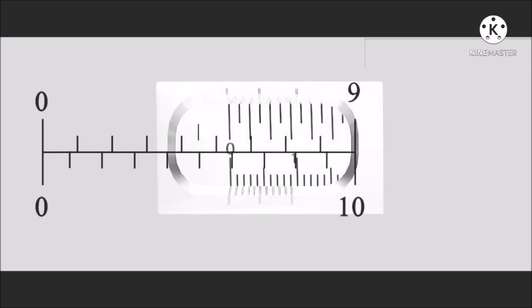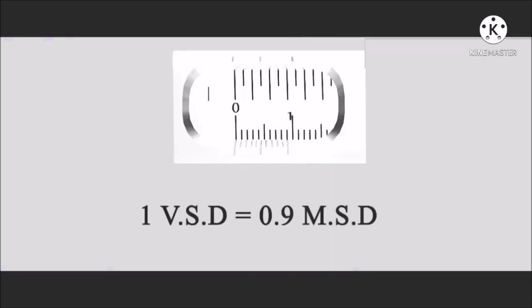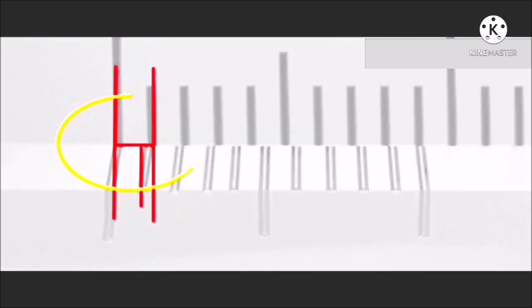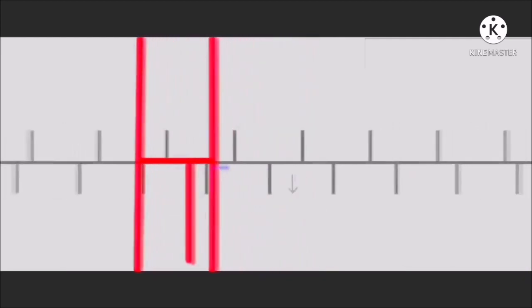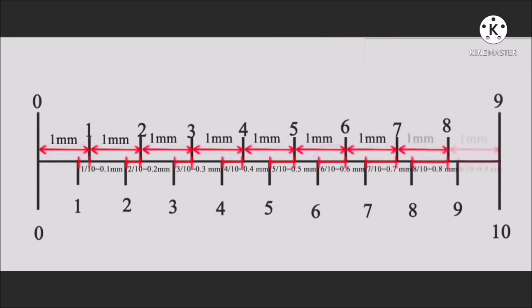Here, the upper scale A is called the main scale and the lower scale B is called the Vernier scale. One Vernier scale division is equal to 0.9 main scale division. As the length of the main scale division is equal to 1 millimeter, one Vernier scale division is equal to 0.9 millimeter. Therefore, each Vernier scale division is shorter than a main scale division by 1 by 10th of a main scale division, or 0.1 millimeter. Thus, we can clearly see the first mark of the Vernier scale is short by 1 by 10th of a main scale division. The 10th mark of the Vernier scale is short by 10 by 10th of a main scale division. Therefore, the 10th division of the Vernier scale coincides with the 9th division of the main scale.